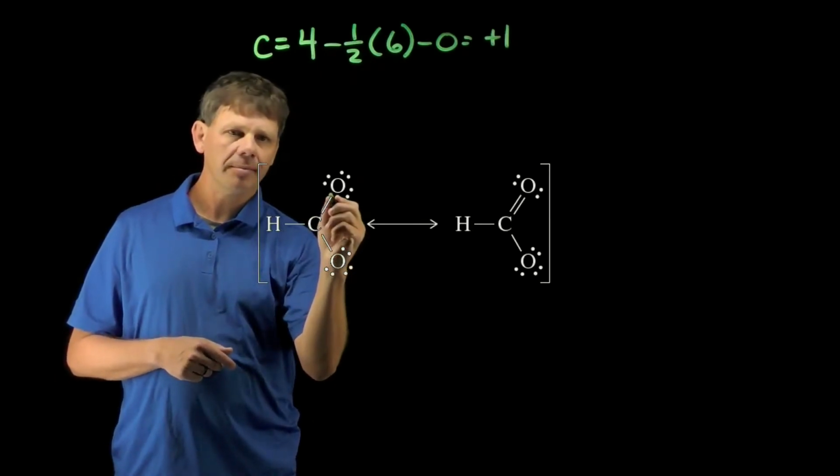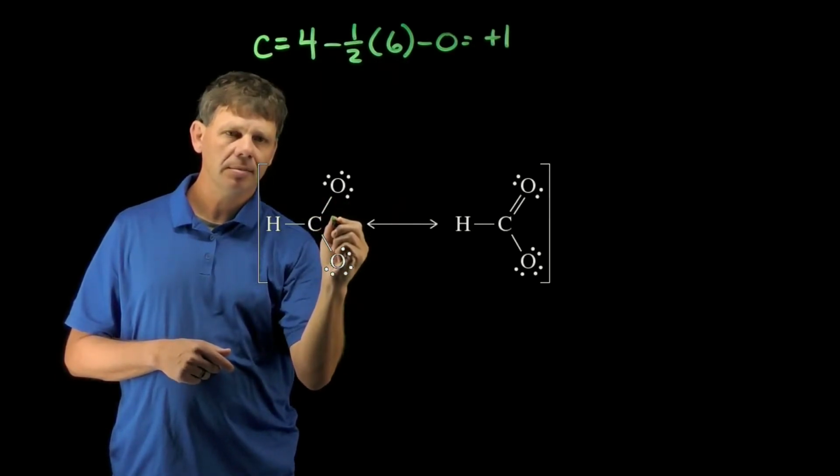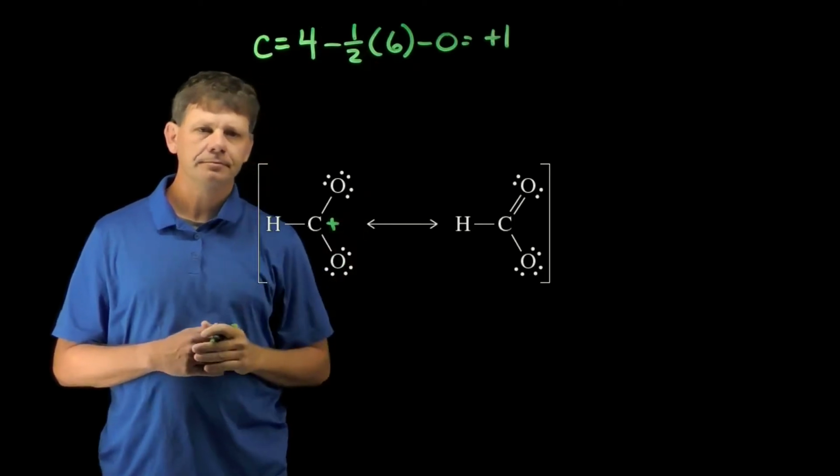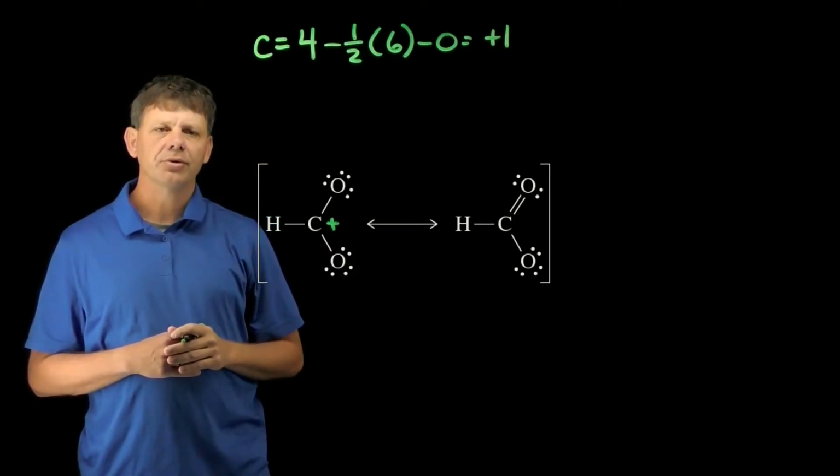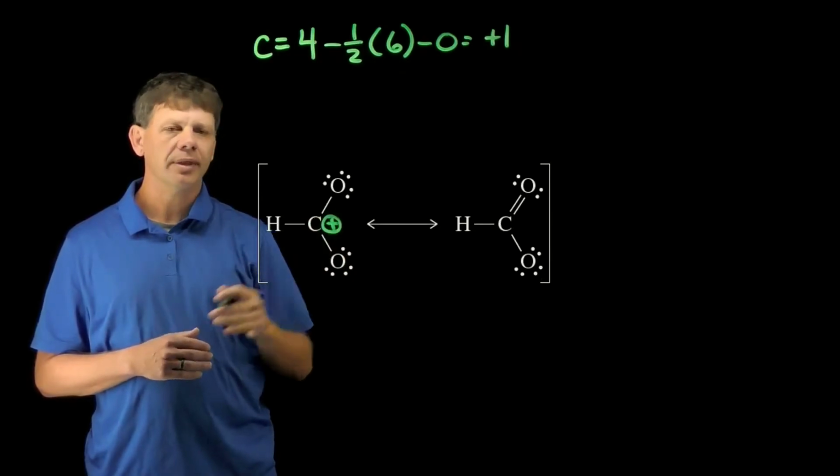So this carbon here, we calculate its formal charge using the 4, the units of the group number, minus 1/2 of the shared electrons. There are 6. Minus 0 unshared. That carbon will have a +1 formal charge. We can figure out where to put that plus charge. We'll put it right about here. We have the +1 formal charge, and we give a circle around that.